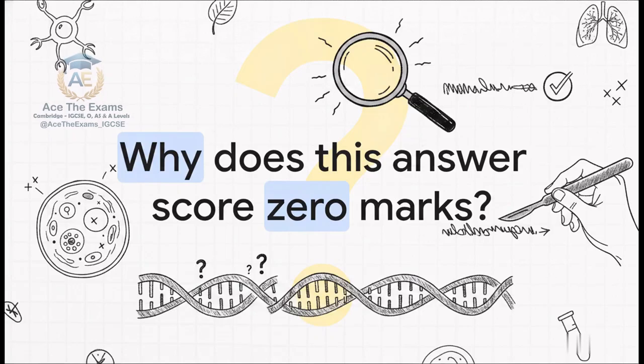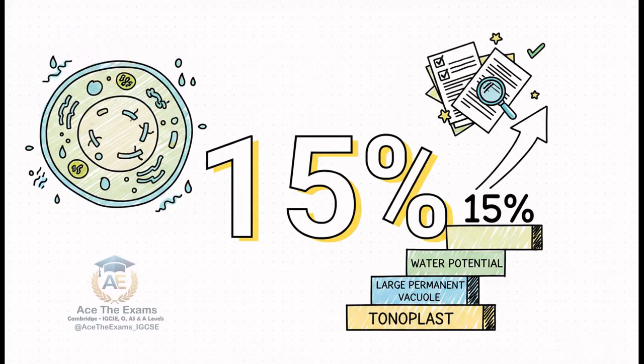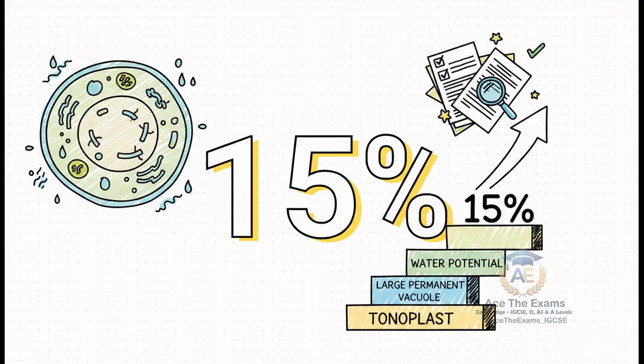But hey, don't panic. By the end of this explainer, you're going to be dissecting statements like that with the ruthless precision of a principal examiner. And that brings us to why we're so hyper-focused on this exact topic today. 15%. That is roughly the chunk of total marks in your Paper 2 that can heavily rely on how well you've mastered the large permanent vacuole, the tonoplast, and all those associated transport and water potential concepts. So yeah, this isn't just some minor footnote at the back of the syllabus. It is a foundational pillar for sure.